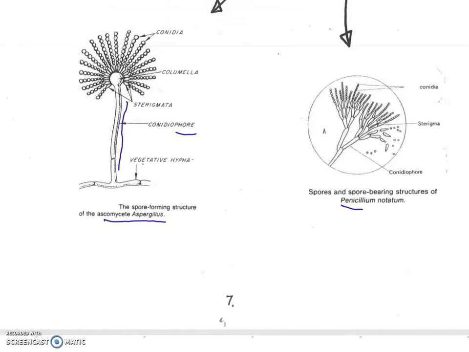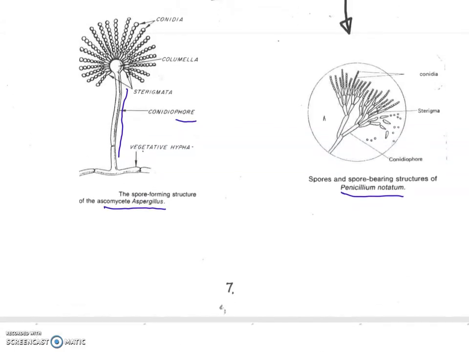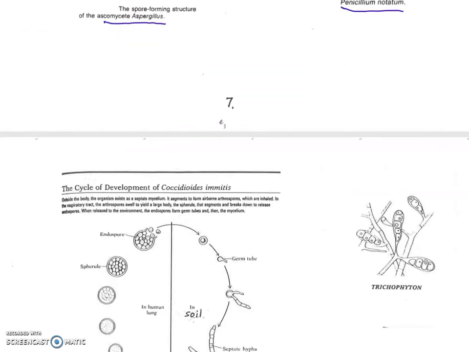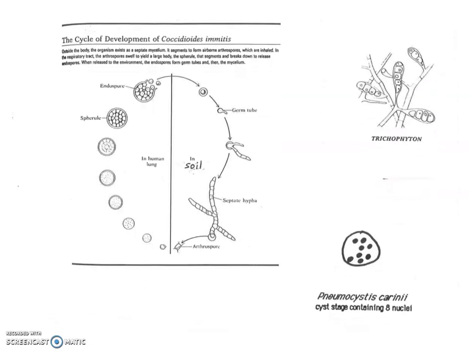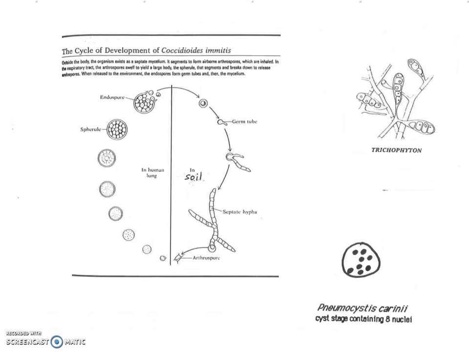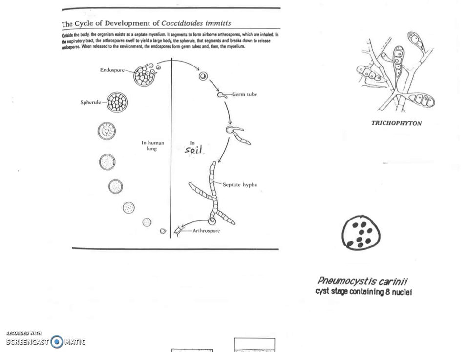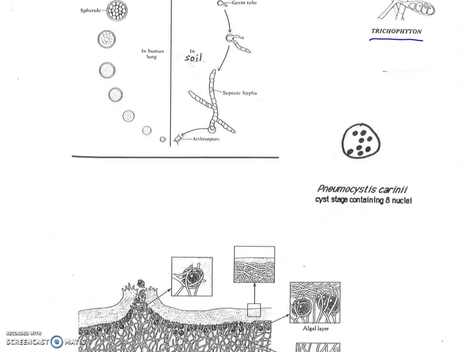Here, kind of interesting, Penicillium notatum. That's the mold that produces penicillin. Penicillium means little paintbrush, and you can see how this looks kind of like a little paintbrush right there. That's the way the conidia, the spores, are being carried in this Penicillium mold. Here would be the cycle of development of Coccidioides immitis. You can take a look at that. And over here, Trichophyton. Then here, the cyst of the Pneumocystis carinii pathogen.